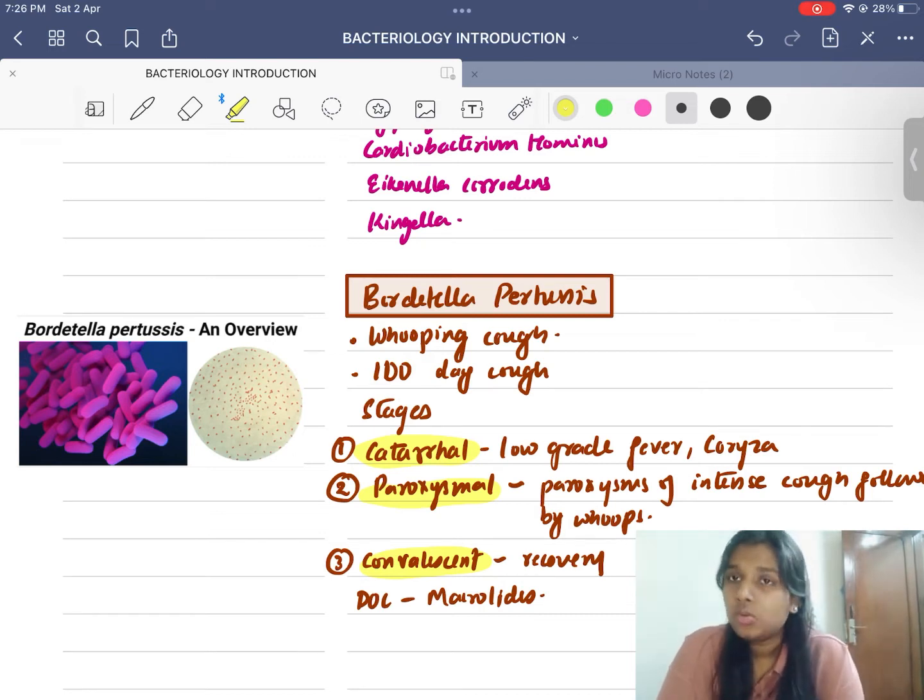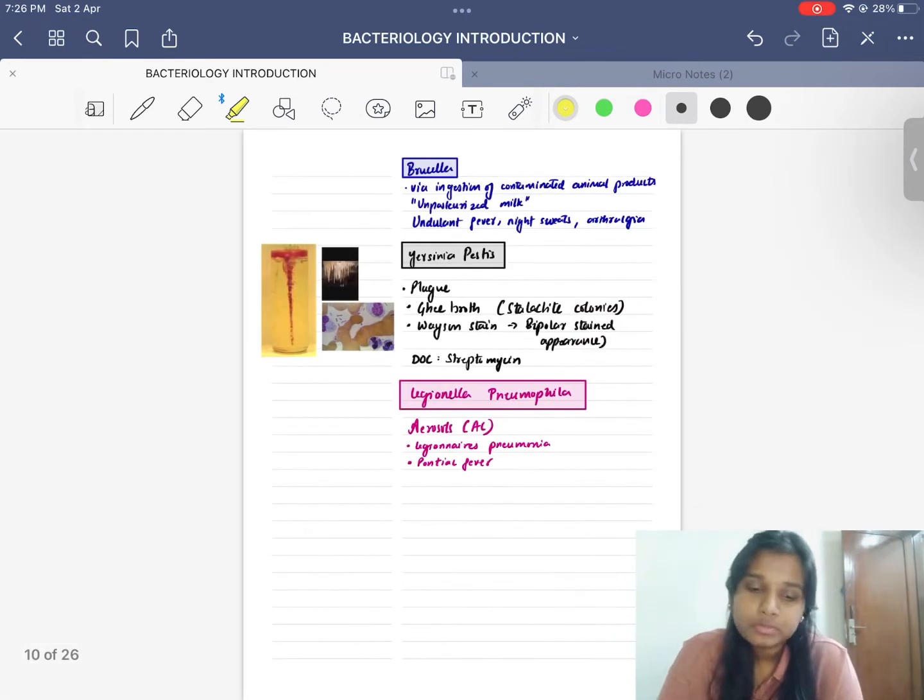Then low grade fever. The paroxysmal stage is the stage in which you'll have the whooping cough. That's asked: whooping cough happens in which stage? The answer is paroxysmal stage. And then the convalescent stage is the recovery stage. So pertussis is the 100-day cough, also called whooping cough. It has 3 stages. Paroxysmal stage will have the whooping cough. The catarrhal stage will just have fever and runny nose.